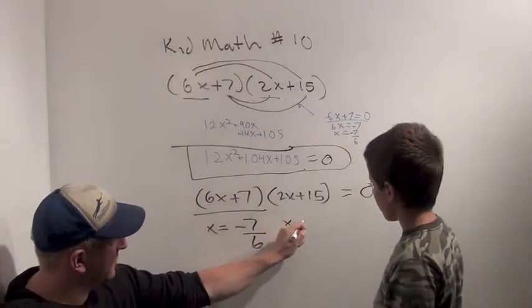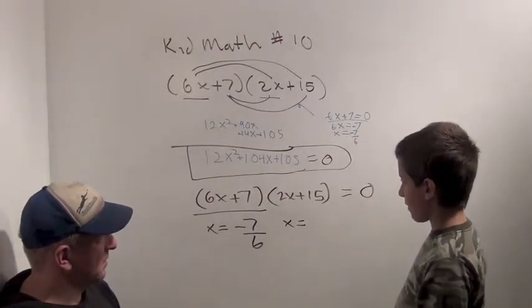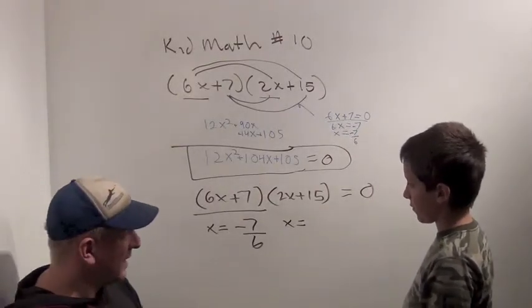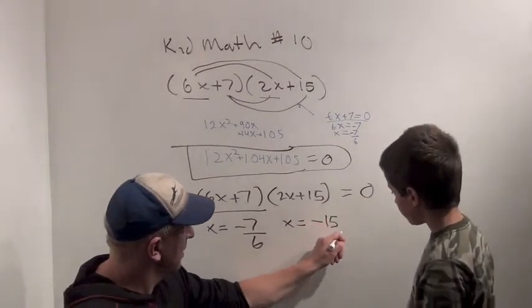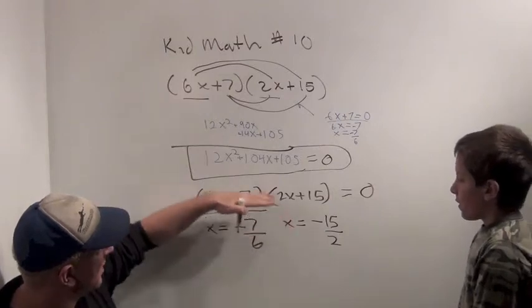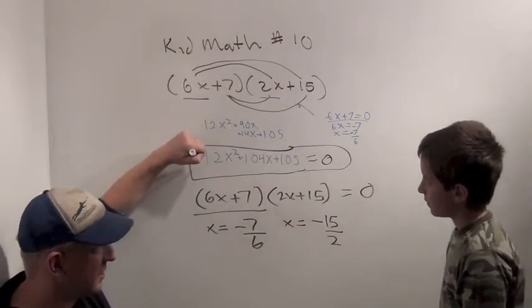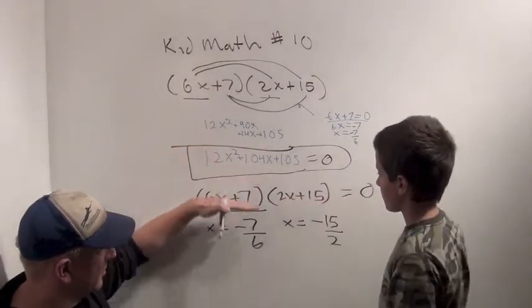What x makes this equal to 0? See if you can just tell me. 15 halves. Negative 15 halves. Okay, so x equals minus 7 sixths and x equals minus 15 halves make this equal to 0. Not super easy to see from this, right? Yes, but easy to see from this. From when you factor it.